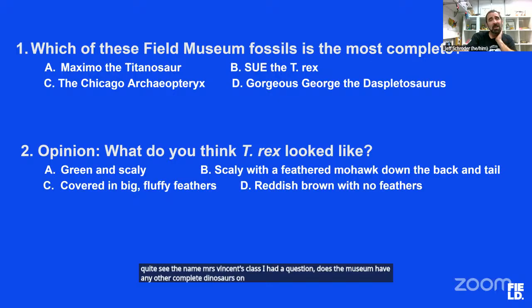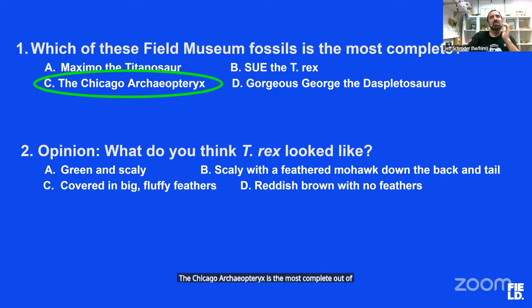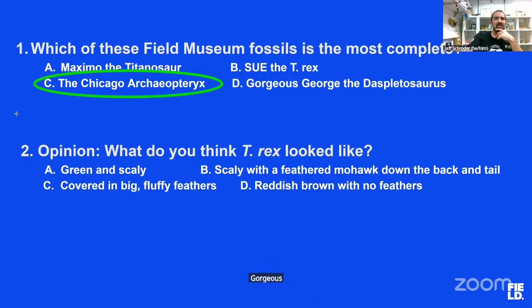Well, to answer your question, C, the Chicago Archaeopteryx is 99% complete. So yes, we do. The Chicago Archaeopteryx is the most complete out of these. Sue is 90%. Archaeopteryx is 99. Gorgeous George, the Daspletosaurus, is about 50 or 60, and Maximo the Titanosaur is a cast. So not real.